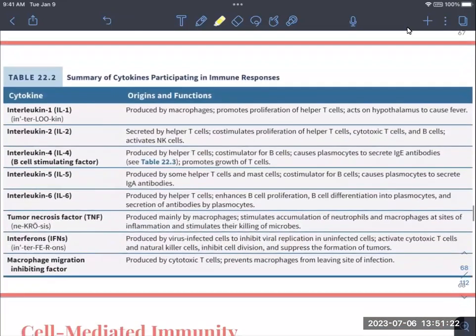So these are all the different types of interleukins. Most of them we don't really talk about, or the different types of cytokines. A lot of them are interleukins, I should say. These interleukins can cause different things to happen. Like interleukin 1 can cause a fever. Interleukin 2 can cause different cells, immune cells, to proliferate.